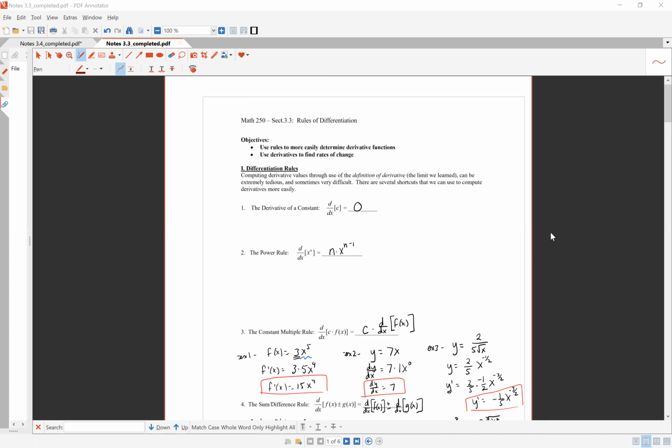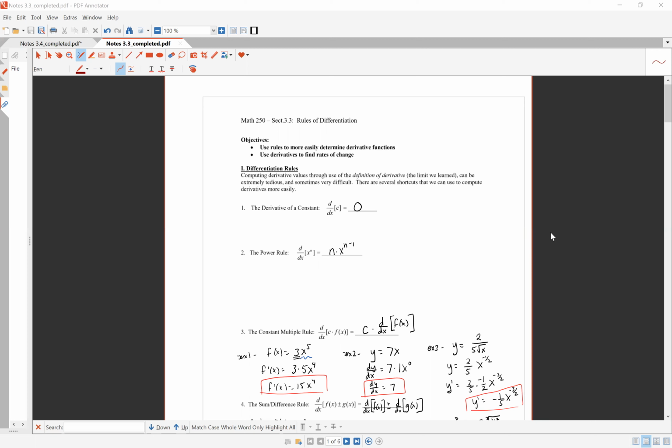Okay, so the first rule is that the derivative of a constant is 0. If you think of the derivative as the slope, well, we know the slope of a constant line, y equals 3 or y equals 4, is 0. There's no change. There's no slope. It's just a flat line.